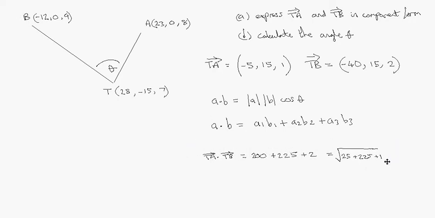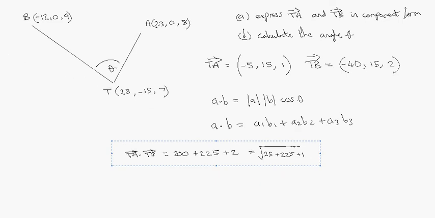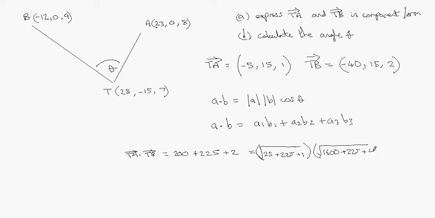Let's make a bit of space for this. So we have that times the square root of the sum of the squares of the other vector's components. So minus 40 all squared is going to be 1600, plus 15 squared, that's 225, plus 2 squared, so that's plus 4, times cosine of theta, the angle between.